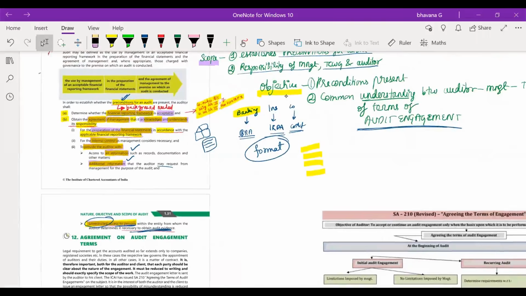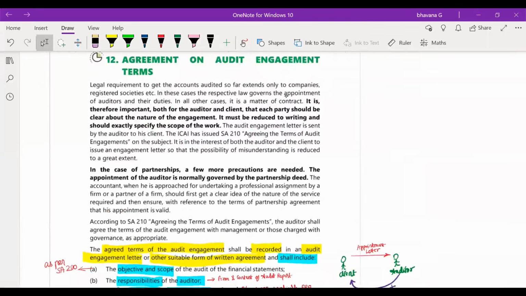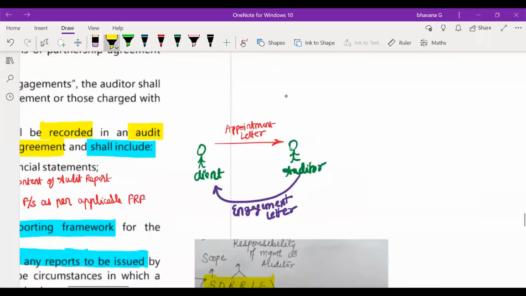That means before you do the audit, you have to see whether these conditions are fulfilled or not. Okay, next is agreeing on audit engagement terms. Once the auditor has checked that all the preconditions are accepted, the auditor will send an engagement letter to the client. The client will send an appointment letter to the auditor saying he has been appointed. But who will send the engagement letter? The auditor will send an engagement letter to the client. Always remember, many people make a mistake here. They write that the engagement letter is sent by the client to the auditor. Wrong. The auditor is the one who drafts the engagement letter and sends it to the client. I hope this is clear.